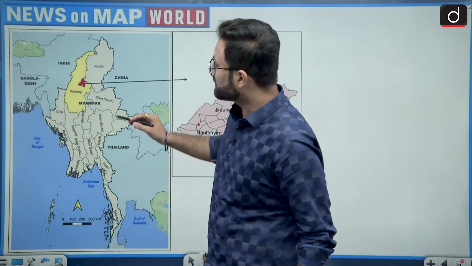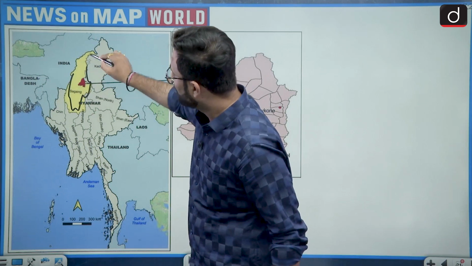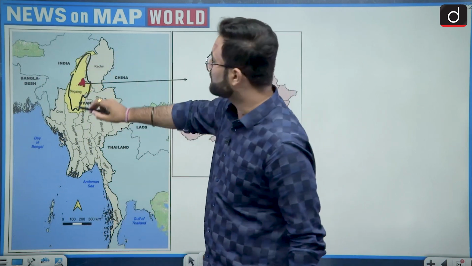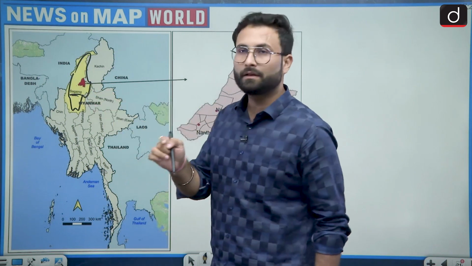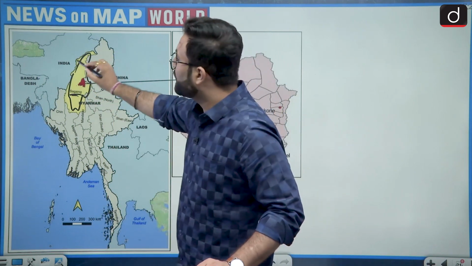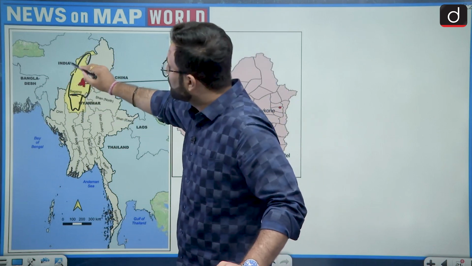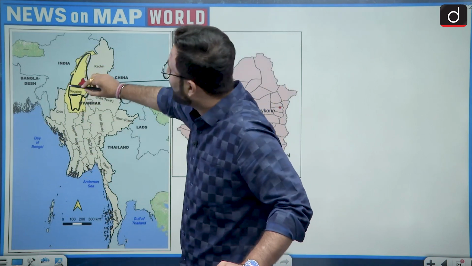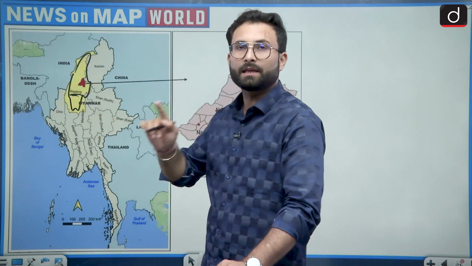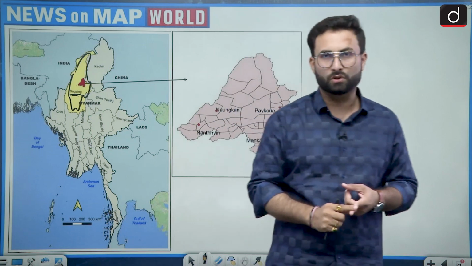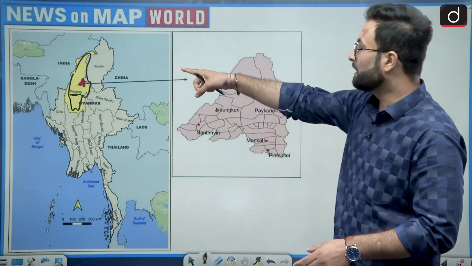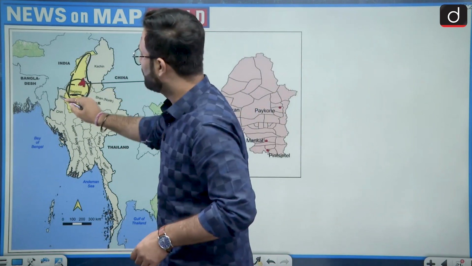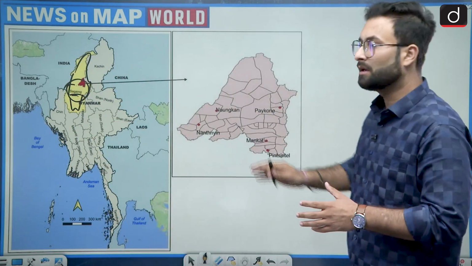So when we are talking about this Sagaing area, this is basically Myanmar, and in the northern part, northwest part, you can say this Sagaing area is there. And the fun fact over here is that this is having a boundary with India. Okay, so the areas like Nagaland and Manipur are having a direct boundary with this particular area, and that is why this issue of migrants and illegal immigrants is also there in that particular area. Okay, so that is about this Sagaing area, which is in news, which is present in Myanmar.